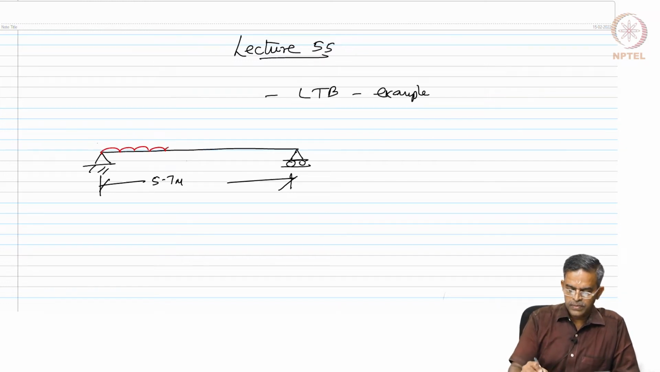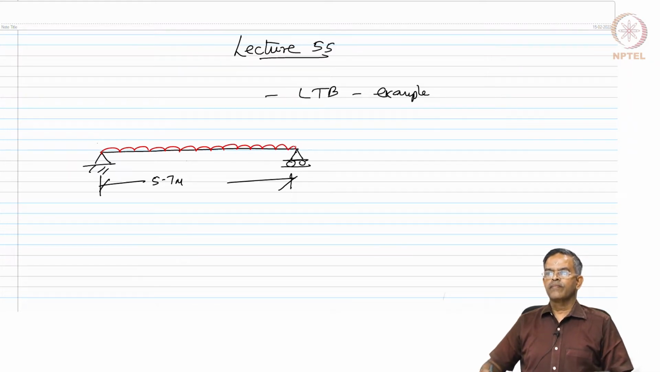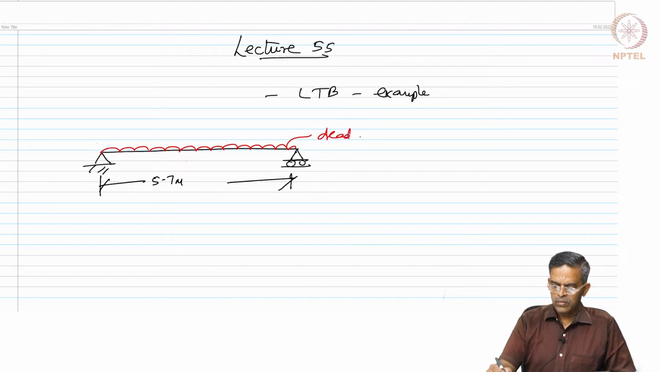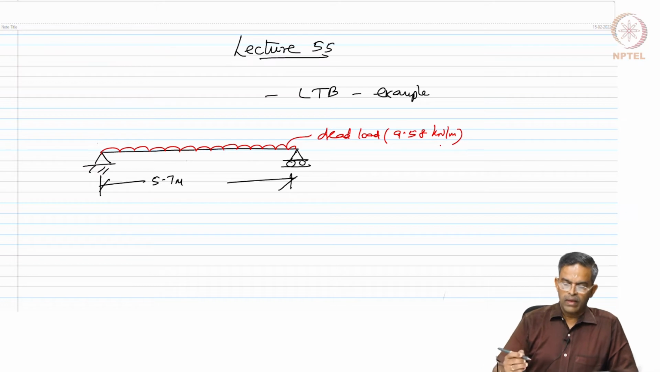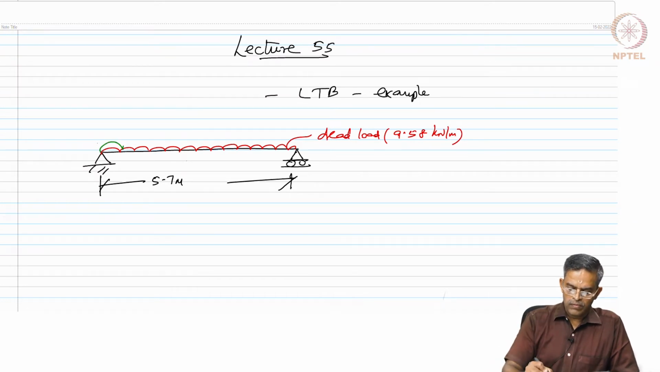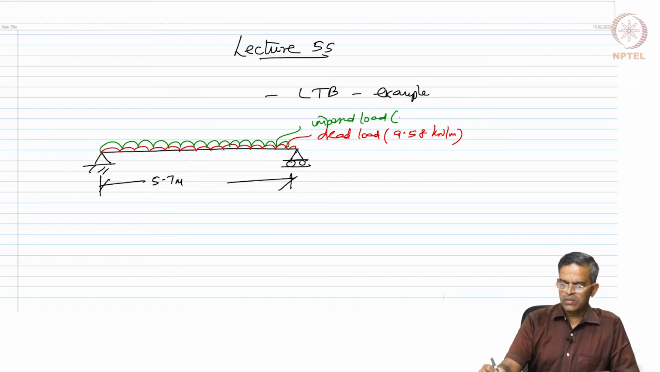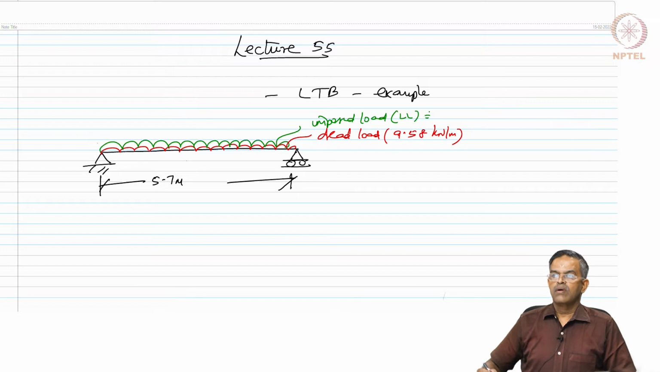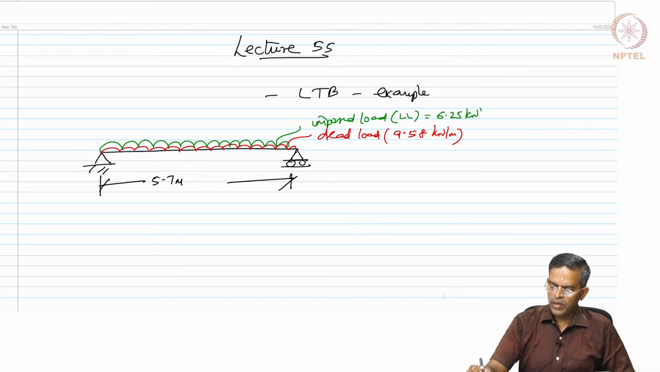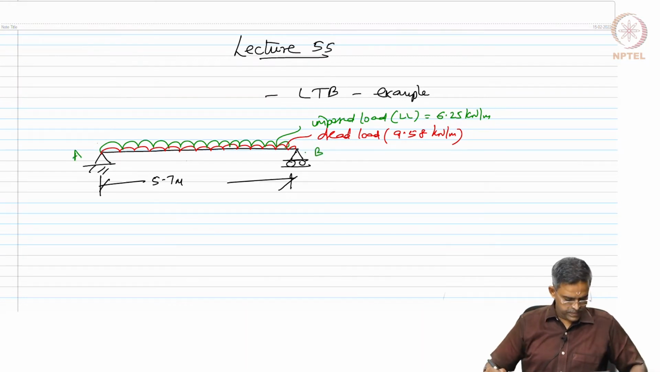One load is your dead load, which is about 9.58 kilonewton per meter, and over and above we have an imposed load which is uniformly distributed. This is imposed load, otherwise called live load, of intensity 6.25 kilonewton per meter. We will call this end as A, this end as B.